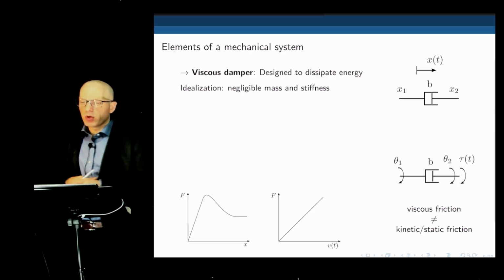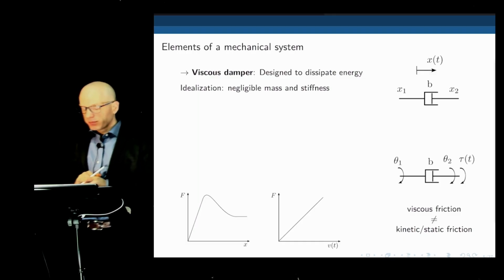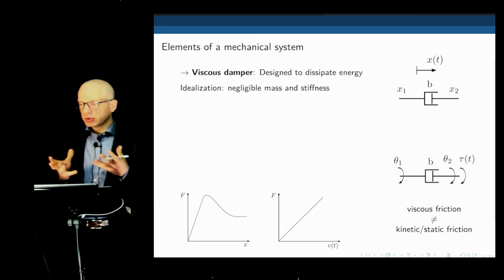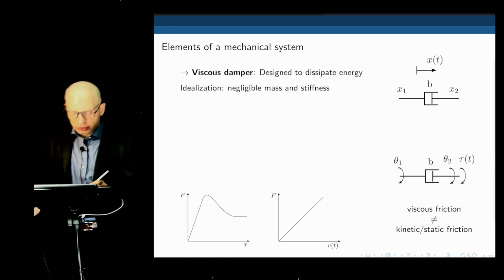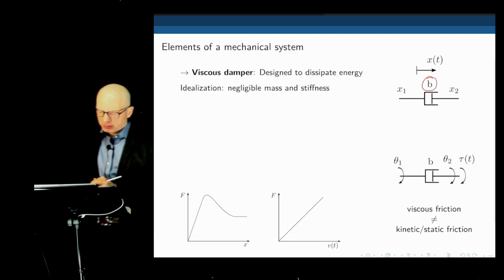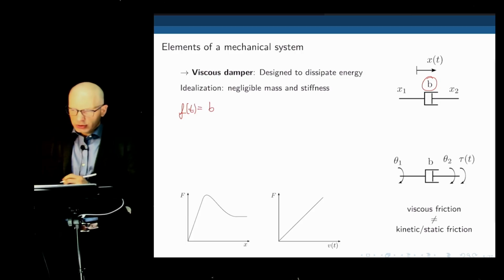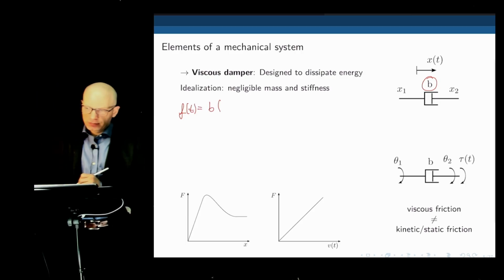Assuming the displacement of one side of the damper is x2 and the other side is x1, it works similarly to a spring, but now instead of the force depending on the displacement, it depends on the relative speed of each side of that damper. And the relation between the force and the speed is the viscous friction coefficient B. So the force developed by the damper in the case of the linear system is simply the coefficient of viscous friction times the relative speed of the damper on each side.